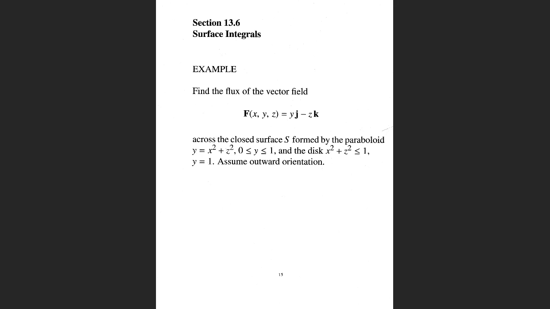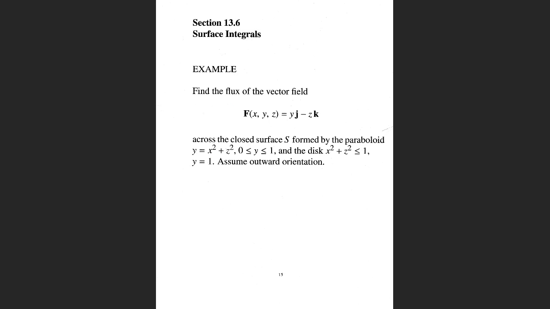Okay, so let's look at this problem. We want to find the flux of this vector field across a closed surface formed by the paraboloid given by y equals x squared plus z squared, where y is between 0 and 1, and a disk. Okay, so you have a paraboloid like a bowl.